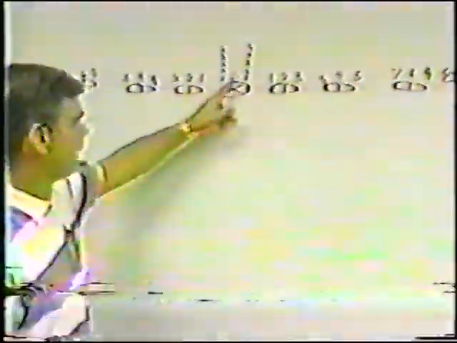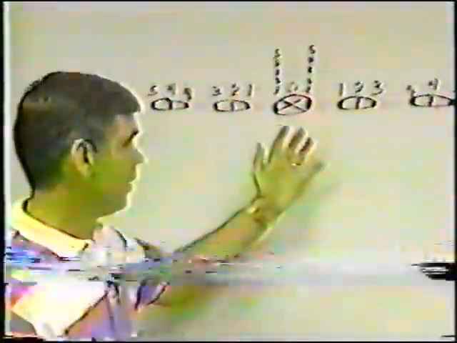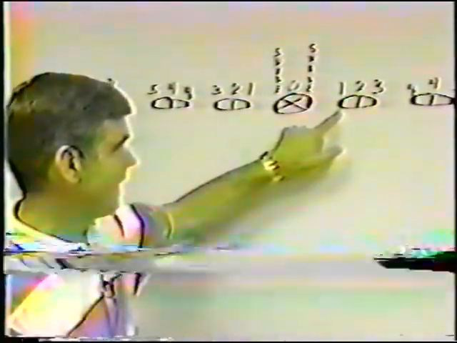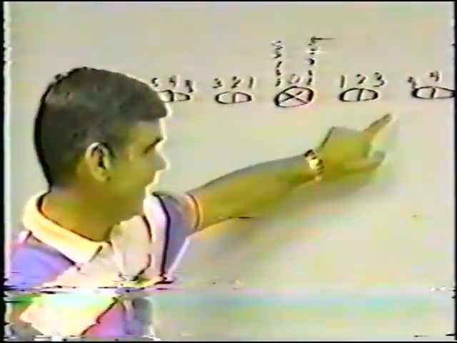If the nose guard's playing head up to the center, that's a 0 technique. If he's shaded on either shoulder pad, we just call that simply a shade. Over here on the right guard and the left guard, the guard techniques are identical. Inside shoulder pad's a 1 technique. Head up on the guard is a 2 technique. Outside shoulder pad's a 3 technique.